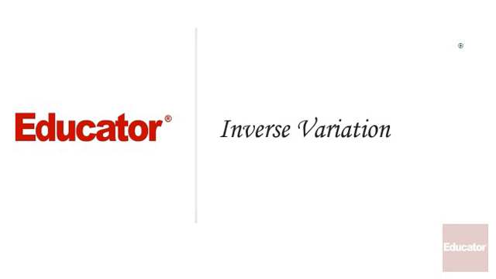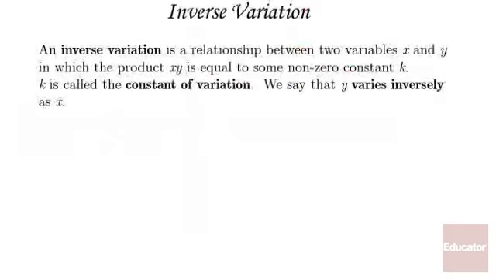Recall from an earlier lesson, we discussed the concept of direct variation. In direct variation, the equation described a relationship between two variables. Inverse variation also describes a relationship between two variables, although it is a different relationship.